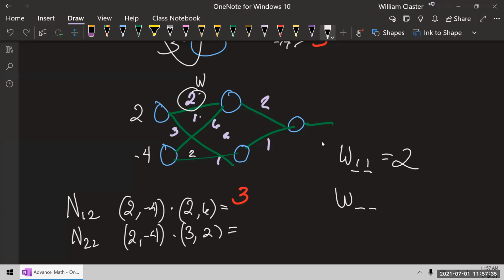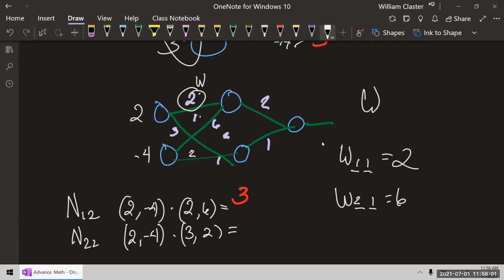So let's say, what about this 6 here? So what is that going to be? It comes from the second node. So I'm going to put a 2 here, W sub 2, and it goes to the first node, W sub 2, 1. Okay, so this thing I'll call W sub 2, 1, where it comes from 2 goes to 1. So that's equal to 6.